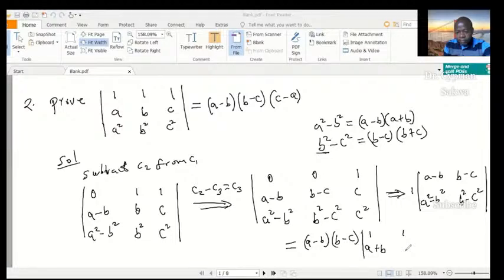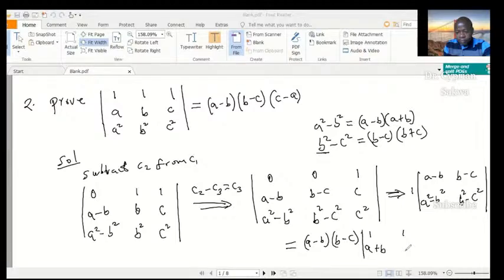So you just factorize this part and factorize this part here. This part will be B plus C multiplied by B minus C. So you can see B minus C will be common in this column. You can factor it out. A minus B will be common in this column. Factor it out. That's what I did here.